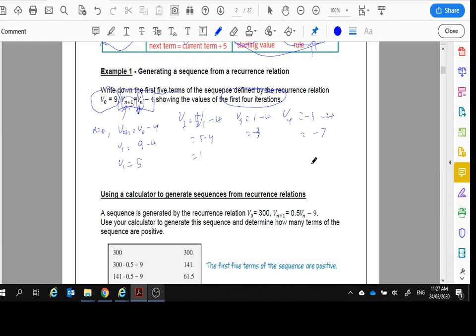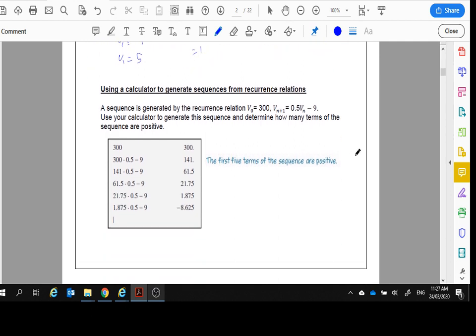We can use a calculator. Same as before, we put our initial value, in this case 300, and we press enter. And then, again, it won't have the 300 here, it will have the word Answer. We're going to follow this rule. So we're going to times it by 0.5, and then we're going to subtract 9. And when we keep pressing enter, enter, enter, enter, enter, we get all our list.